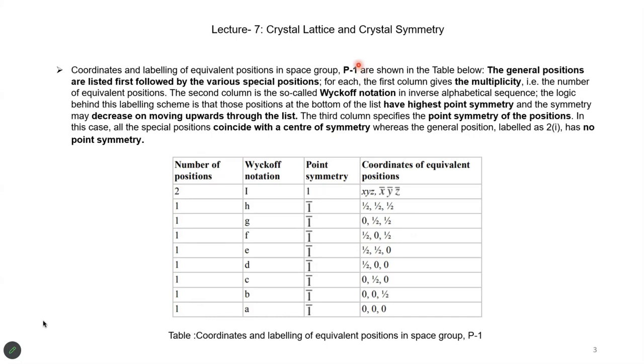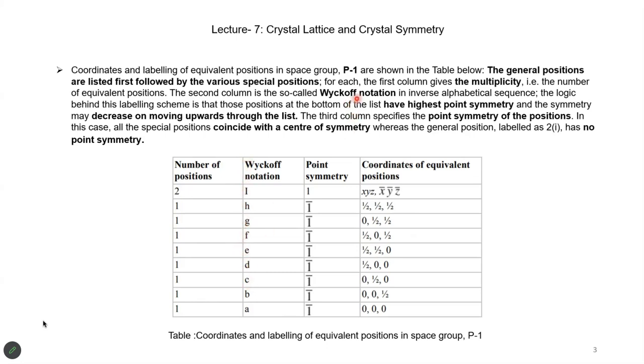This is the table where the general position and equivalent positions are shown for space group P bar 1, which is space group number 2. The first column is the multiplicity column, that is, the number of equivalent positions. How many equivalent positions are there? And the second column is the Wyckoff notation.